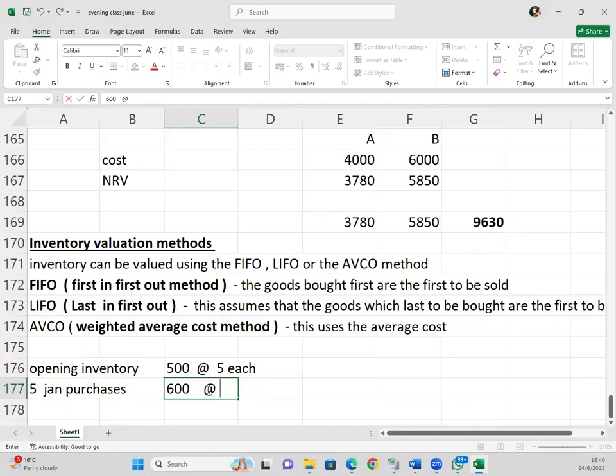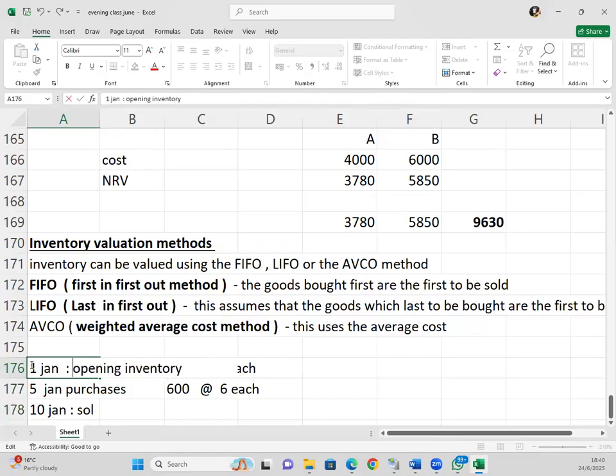600 units at $6 each. Then 10 January, sold 550 units.